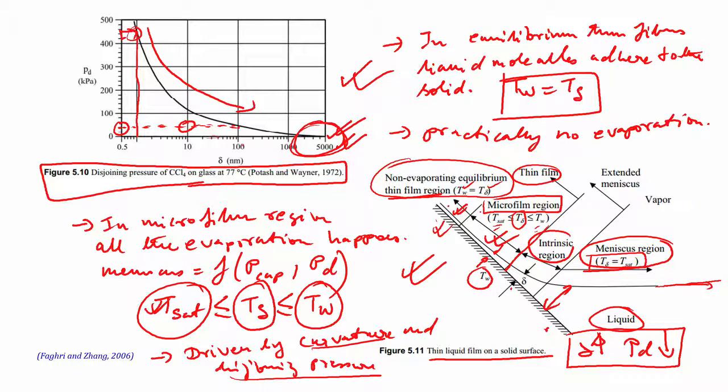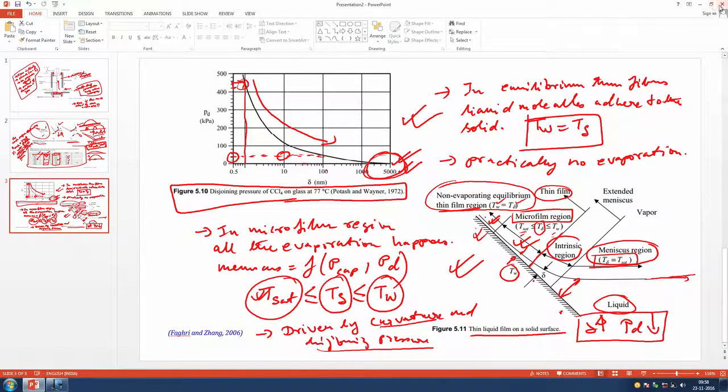Another interesting question that pops up while we are doing this analysis is what is the nature of the saturation vapor pressure over a curved interface. This is a curved interface that we see over here. What does the saturation pressure look like, and how is it influenced? So let us look at that in detail.